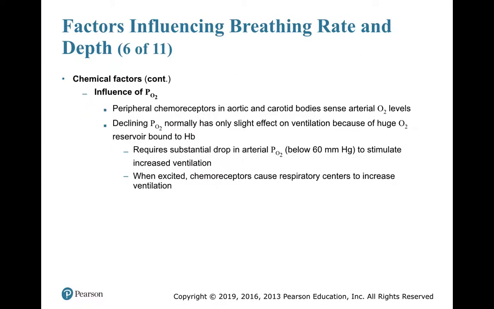Chemical factors that influence rate and depth. The oxygen: peripheral chemoreceptors in the aortic and the carotid arteries sense arterial oxygen levels. Usually oxygen declining has only a slight effect on ventilation, because there is a huge oxygen reservoir bound to hemoglobin. Remember, even in venous blood, it's 75% saturated. So it requires a substantial drop in arterial partial pressure of oxygen, and that means below 60 millimeters of mercury, to stimulate an increased ventilation. And when those chemoreceptors are excited, they cause the respiratory centers to increase ventilation.